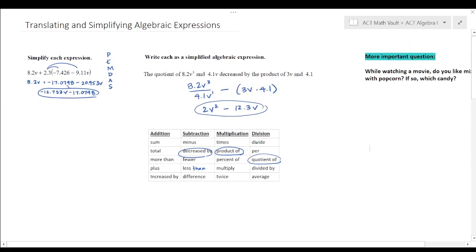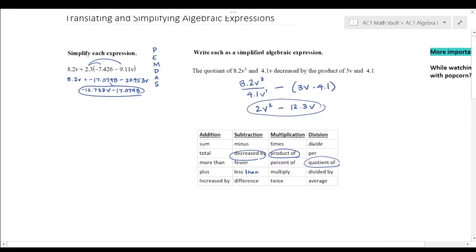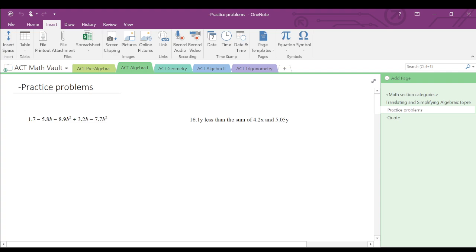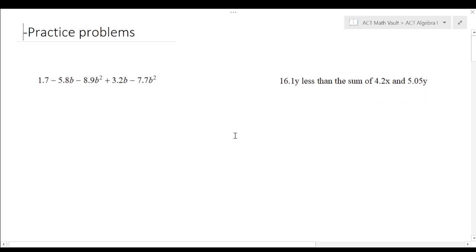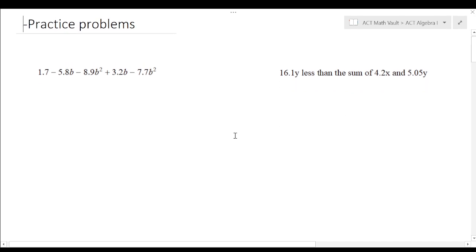Now, using this table, let's look at the practice problems here. This first one is just straight combining like terms to simplify. This one you'll simplify by translating first. So there's that less than, something we talked about a second ago, and then we have the word sum. See if you can try those. I'll show you the answer in just a second, if you want to pause the video.